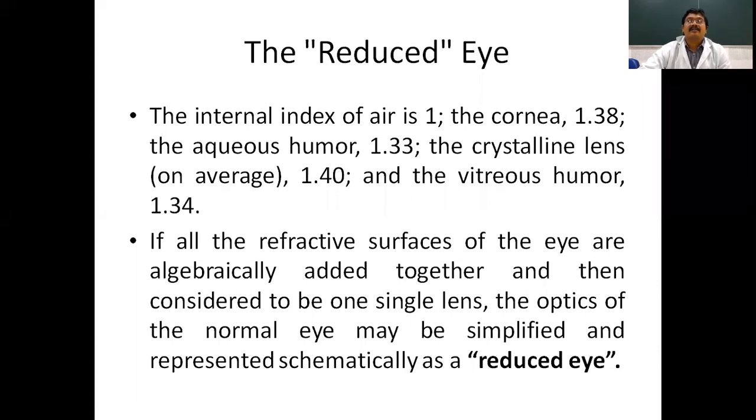The reduced eye concept was first introduced by Lister, the famous scientist who also invented the Lister perimeter, and followed by Donders. Nowadays, the gold standard is another one, which is the most commonly used reduced eye for simple calculation.